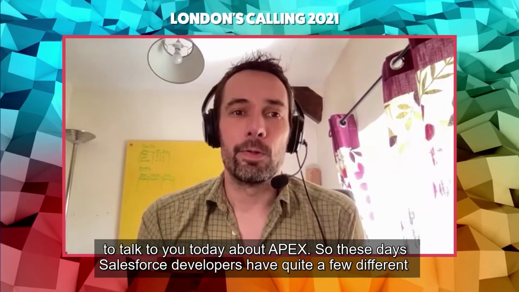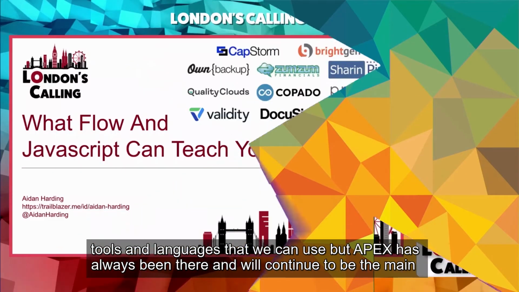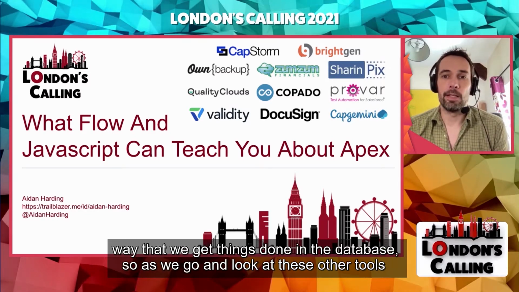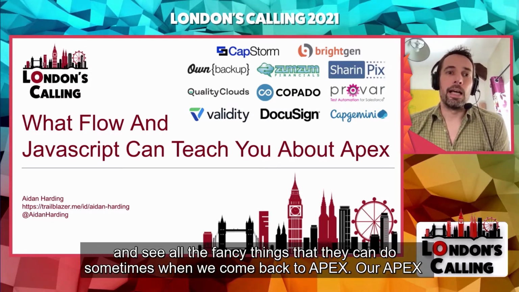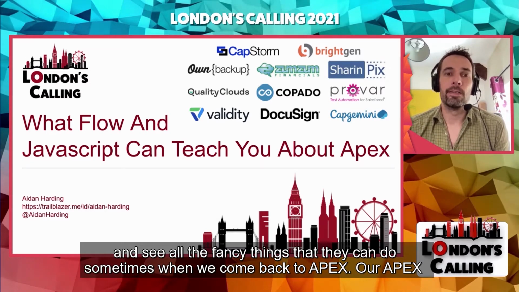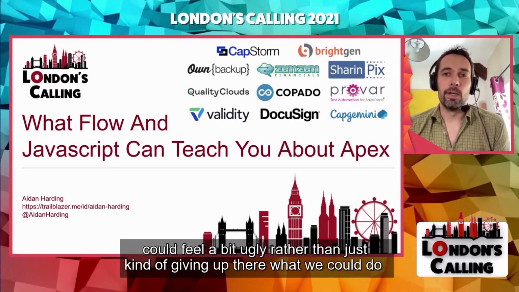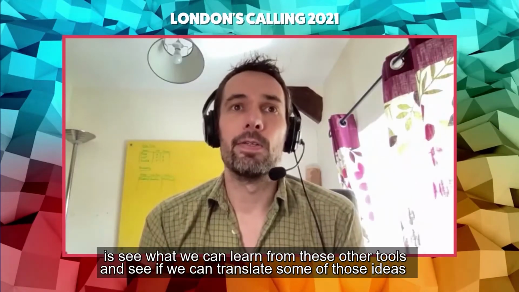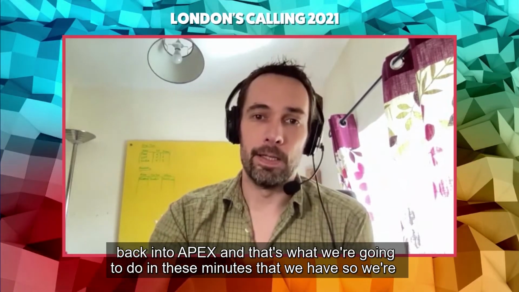These days, Salesforce developers have quite a few different tools and languages that we can use, but Apex has always been there and will continue to be the main way that we get things done in the database. As we look at these other tools and see all the fancy things that they can do, sometimes when we come back to Apex, our Apex can feel a bit ugly. Rather than just giving up there, we can see what we can learn from these other tools and see if we can translate some of those ideas back into Apex. And that's what we're going to do in these minutes that we have.